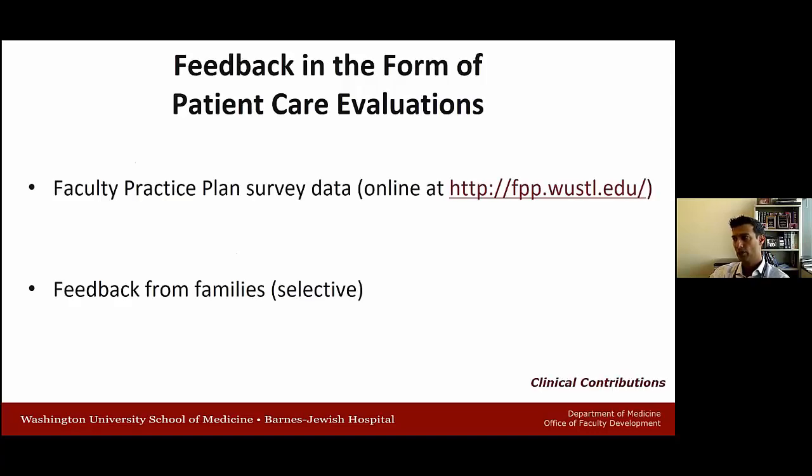Case report reviews, and then feedback. There's a variety of ways to get feedback. I think if you get feedback from patients, handwritten notes, online reviews, the faculty practice plan also has access to patient survey data. These are all things that I would collate because those are always options to add in as well.